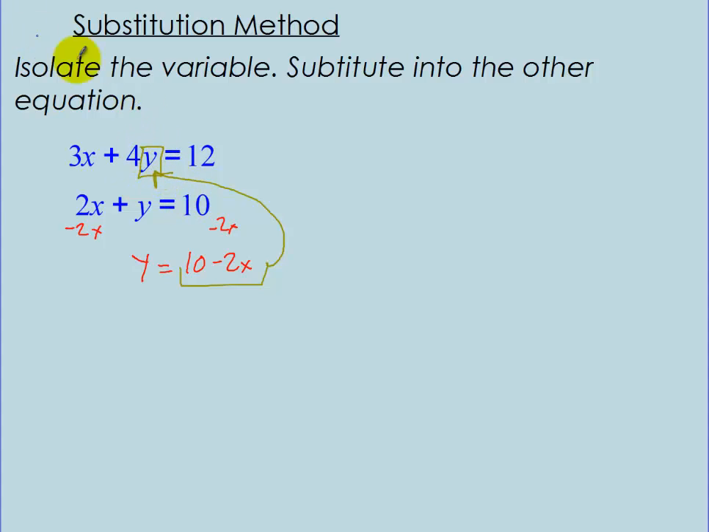So let's rewrite that top equation. It's going to be 3x plus 4 times, and I'll do this in red, instead of saying y, we say 10 minus 2x. So 4 times 10 minus 2x equals 12. Now there's only one variable and I can solve for x. I'm going to distribute, so I get 3x plus 40 minus 8x equals 12.